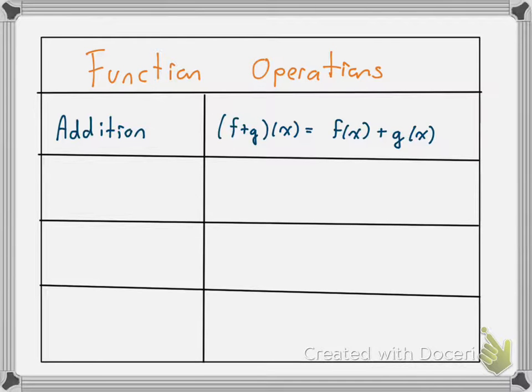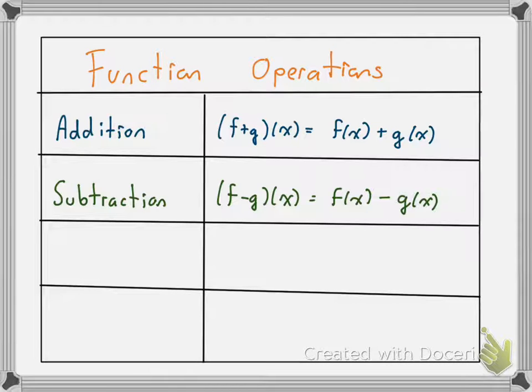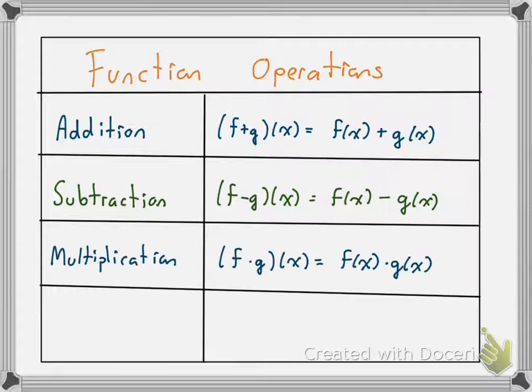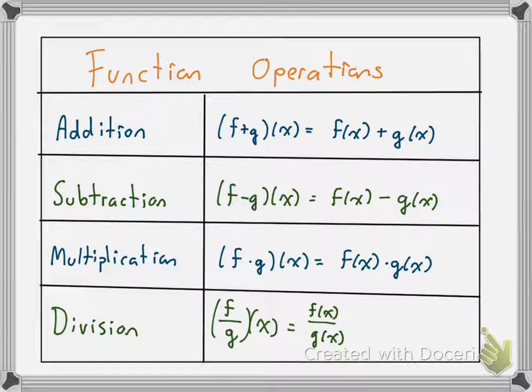So for addition and subtraction, for f of x plus g of x and f of x minus g of x, I'm just going to take both of those functions and combine them either by addition or subtraction, and I'm going to combine like terms. For multiplication, I'm going to multiply both functions together. Typically, this will involve FOILing, and again, combine like terms if there is anything to combine.